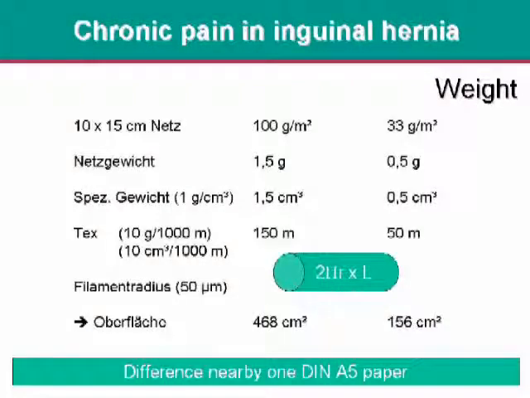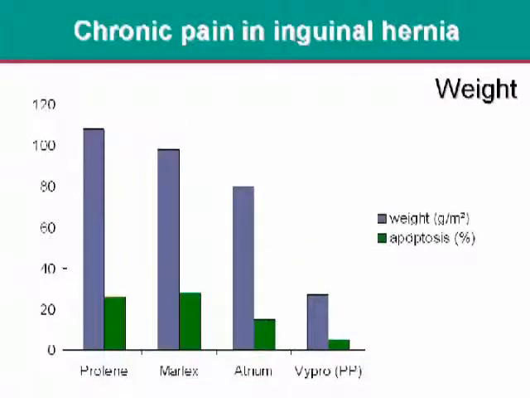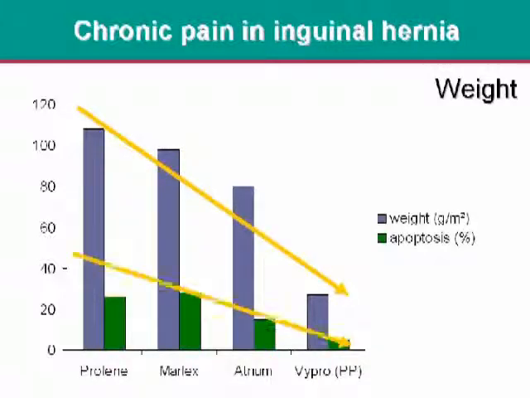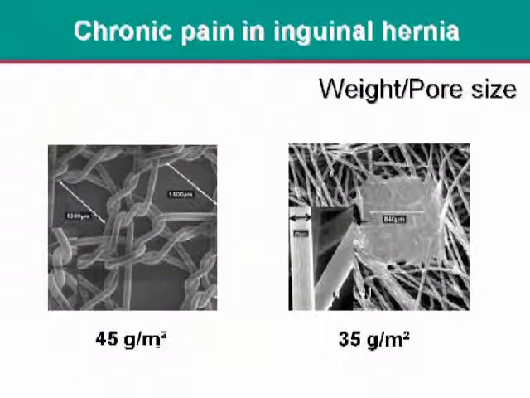So, coming up to the next, these are just a few samples of different polypropylene meshes. You can see the weight of these meshes, and you can see that there's a direct correlation of the weight of the mesh in gram per square meter compared to the percentage of apoptotic cells, which is a marker of the inflammatory reaction. No wonder, but we have to keep in mind that lightweight is not always lightweight.